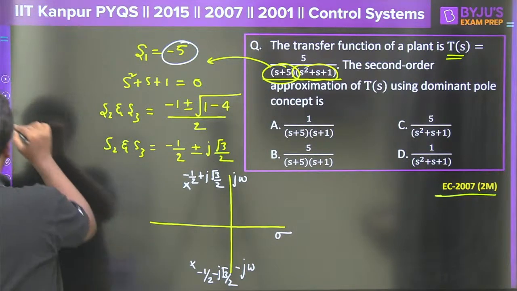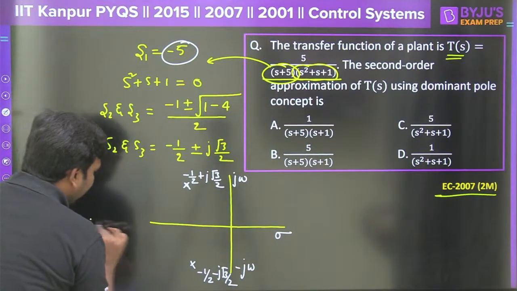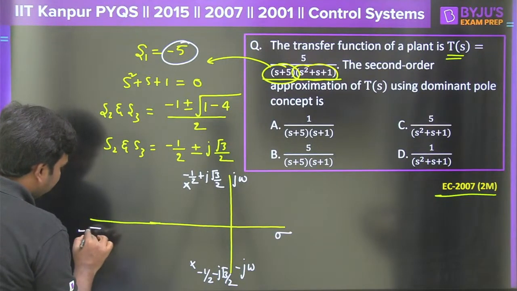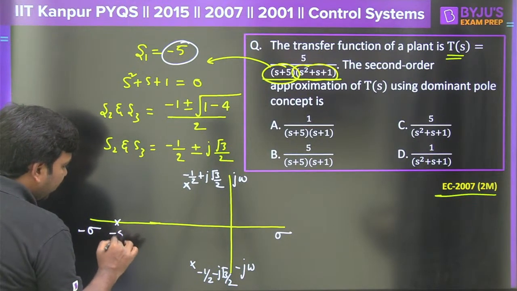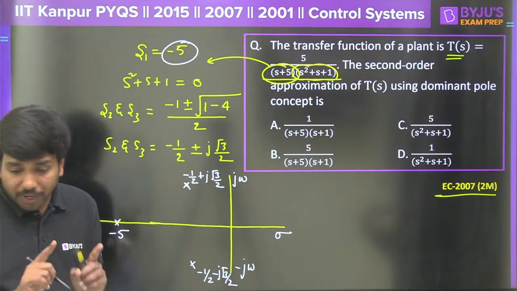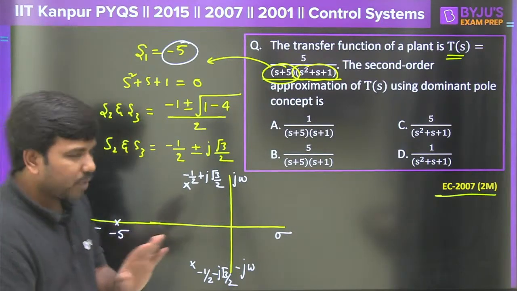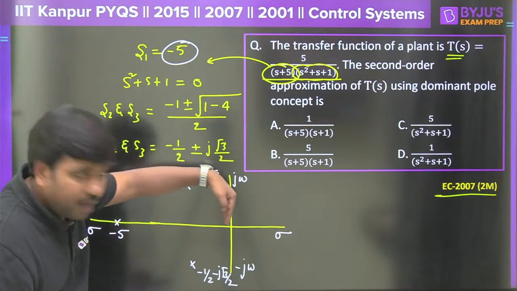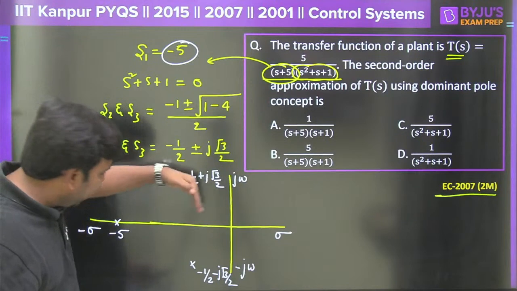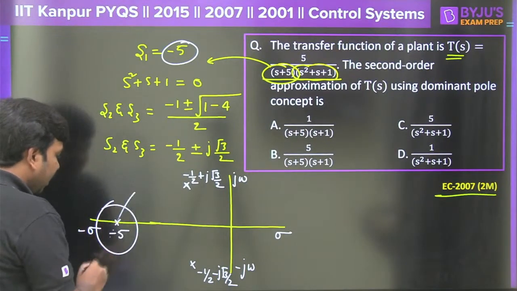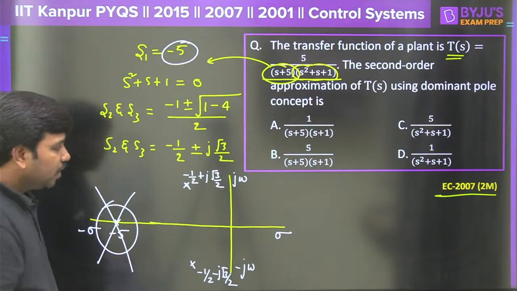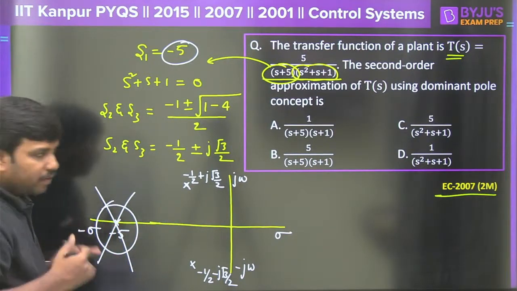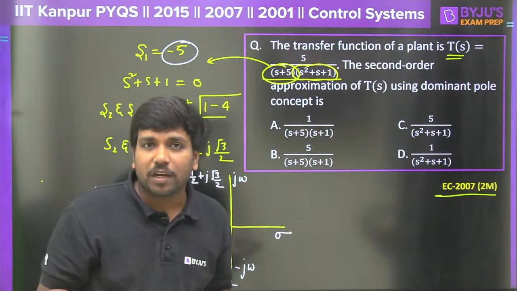Let me take a few minutes to explain this, because this is a very important concept. Now you must understand this is going to be minus sigma, and as I was saying, -5 is somewhere here. Whenever the dominant pole concept comes, whatever poles are away from the j omega axis, neglect them, don't consider them. Generally the pole away from the j omega axis will not contribute much to the time response.